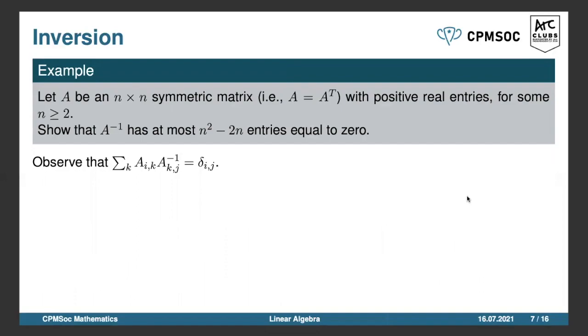So we'll move on to talking about matrix inverses. Let me know if there's any questions about that previous question. I don't want to rush things, but I'll move on for now.